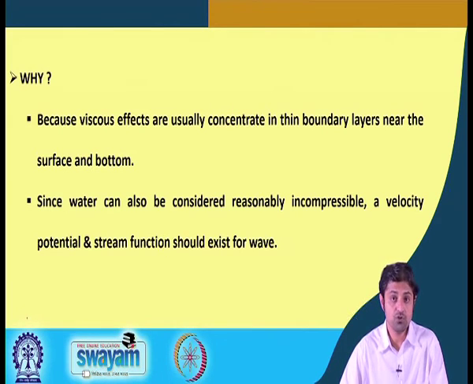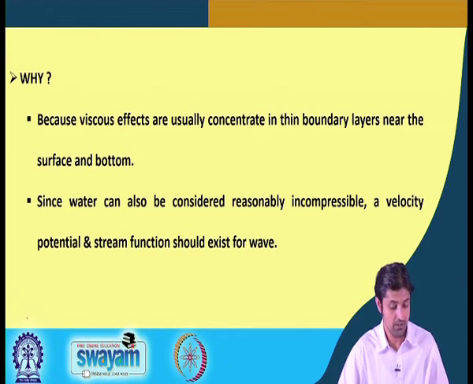Since water can also be considered reasonably incompressible, we can assume the existence of a velocity potential and stream function. All right. So going back to the basics, you remember, if we can say that water is incompressible, then there will exist a velocity potential and stream function for an inviscid and irrotational flow case. Recall your lectures from inviscid fluid flow.